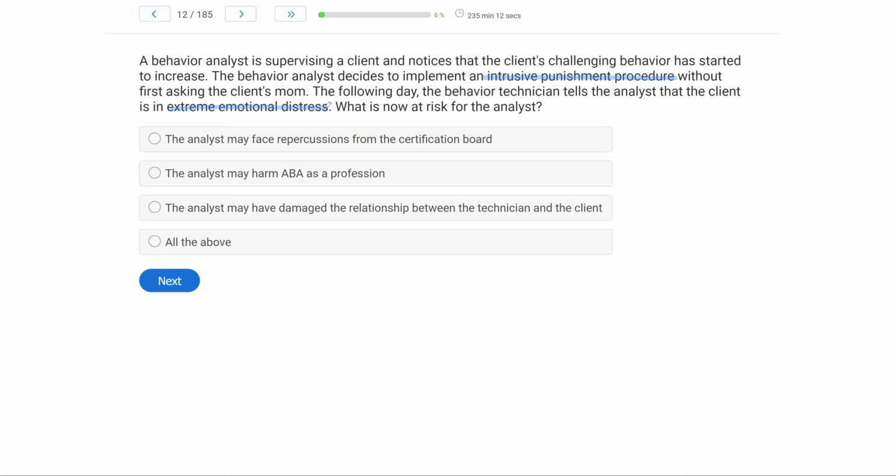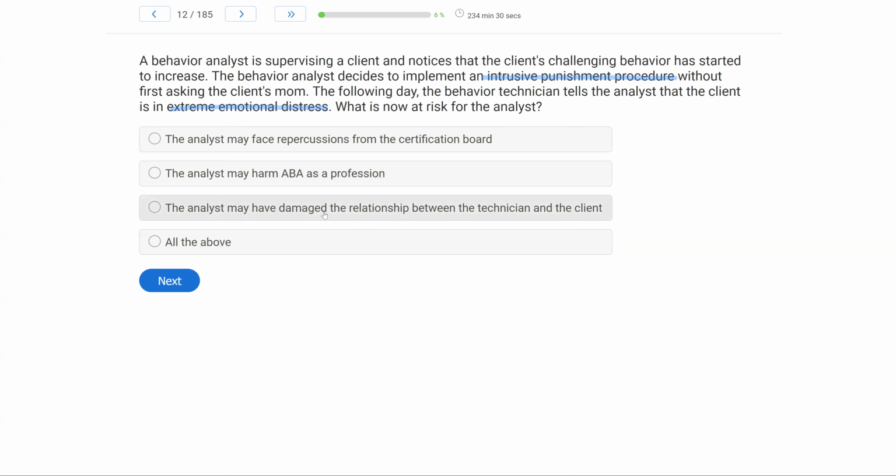So what's the problem? What is the behavior analyst putting at risk by not getting consent to use an intrusive punishment procedure? A, the analyst may face repercussions from the certification board. Sure, if the client was harmed and they are reported to the board, there are possible repercussions to face for these ethical violations. B, the analyst may harm ABA as a profession. Yes, part of the task list is we don't want to harm our profession. And by using intense punishment irresponsibly or without consent, which leads to things like emotional distress, that can make ABA as a profession look bad.